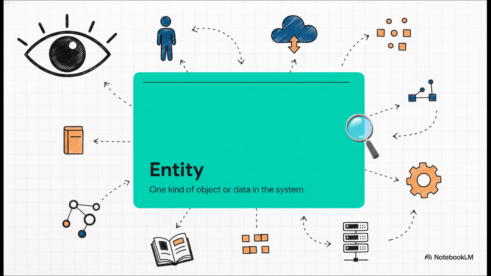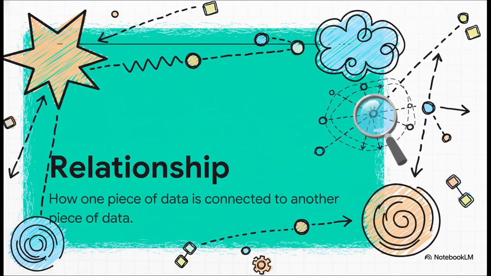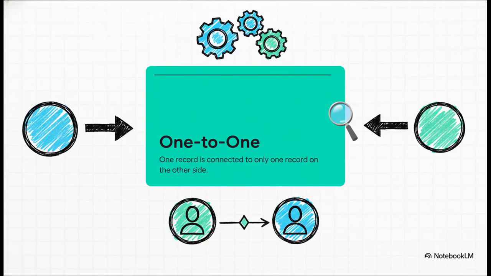Okay, so let's get into it. Our first building block is the entity. Just think of it as a type of thing. So in our game, a player, a match, a clan, yup, those are all different entities. And how those entities connect to each other? Well, that's what we call a relationship. Simple, right?